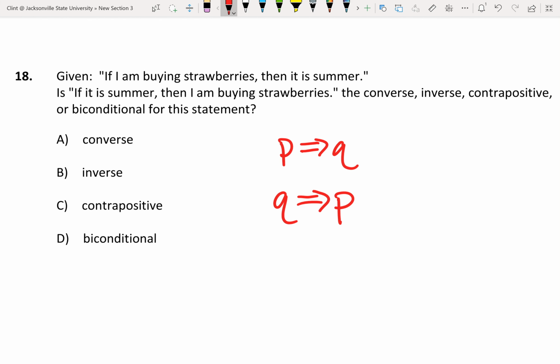Okay, so if we switch the order, which one is that? That is the converse. The inverse is if we negate both sides. The contrapositive is if we switch the order and negate both sides. And the biconditional is if it says if and only if. So this one, when we just switch the order, has the converse.